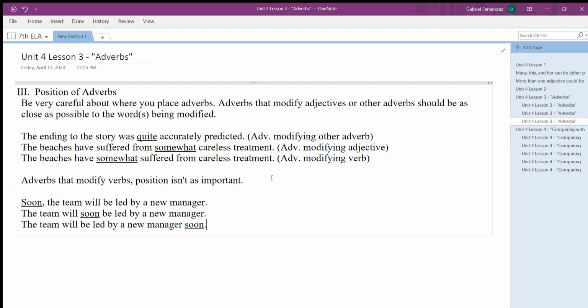So the no-fail method for all of this is just always to ensure that your adverb is as close as possible to the word that it is modifying. That wraps up lesson 3 on adverbs.